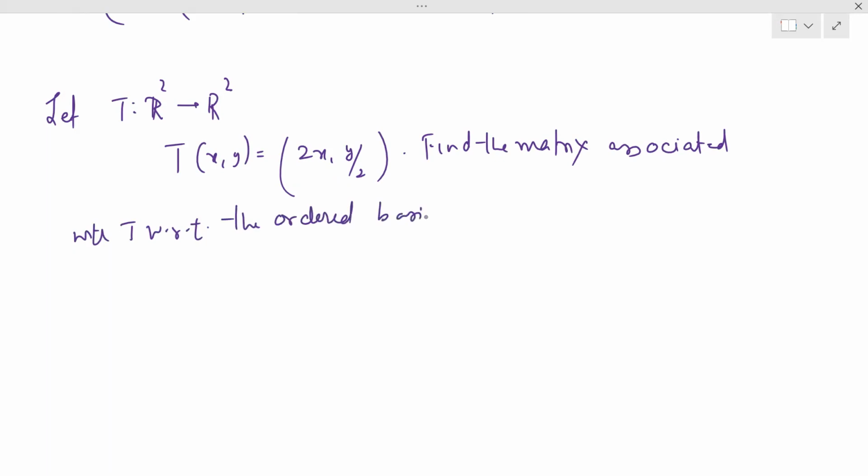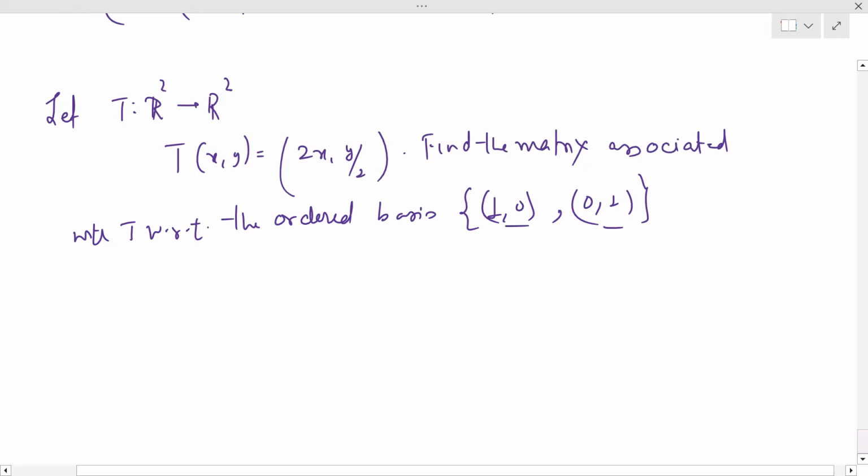When I'm writing ordered basis, what is the ordered basis in R square? It would be (1, 0) and (0, 1). First you have to write x and then you have to write y. Now we have to write the matrix associated with this ordered basis. So how would I write? Let me first write what would be T of (1, 0). T of (1, 0) would be simply (2, 0). You have to take 2 into 1, and then y by 2 is 0 by 2, which is simply 0.